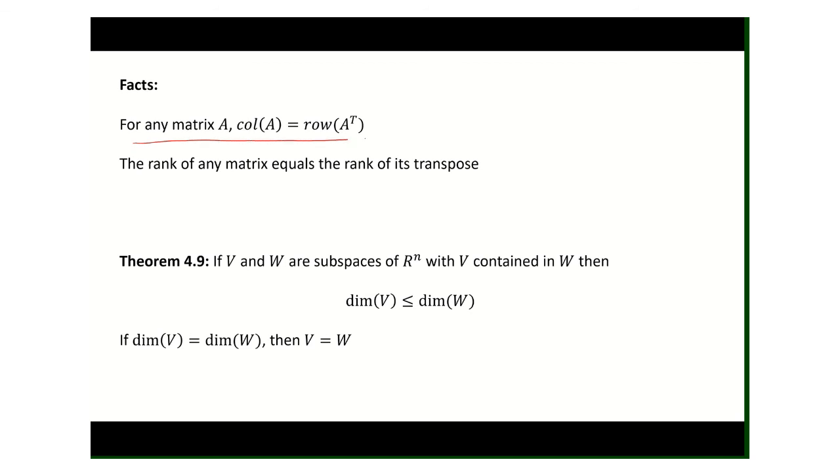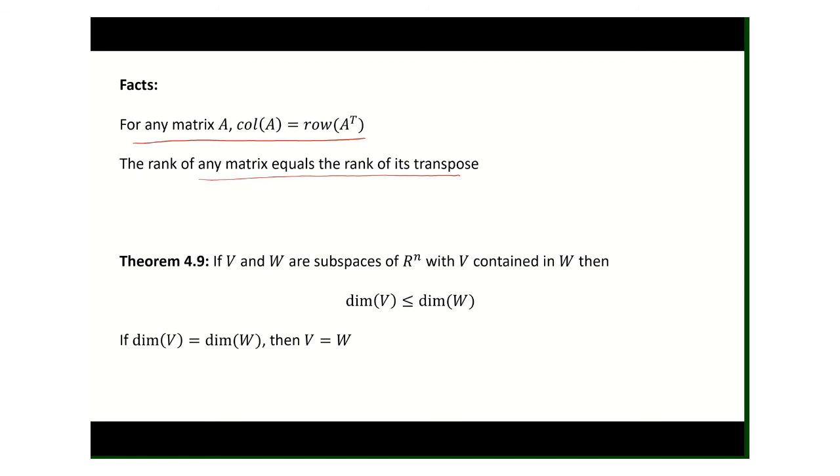Couple of facts. The column space of a matrix is just the row space of the transpose. So if you take a look at how the column space is defined, you can see why that's true. The rank of any matrix equals the rank of its transpose. And you can see again, if you play with a matrix and its transpose, you can see why that would be true.